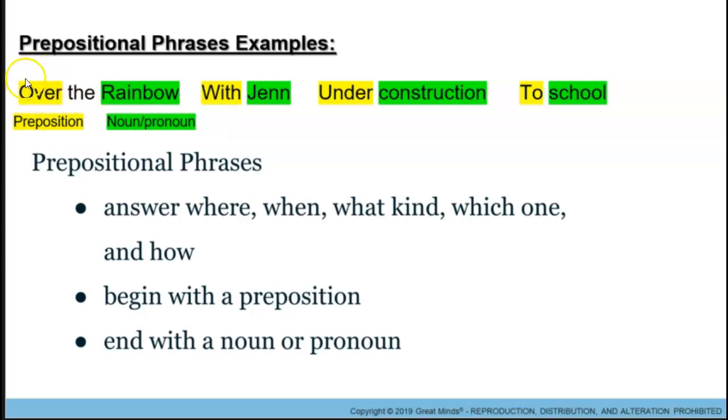So over is the preposition. And they end with a noun. In this case, it's rainbow, a noun or a pronoun. So over the rainbow is our prepositional phrase. It begins with a preposition and it ends with a noun. Under construction tells us how. It's under, which is the preposition, and construction is the noun.